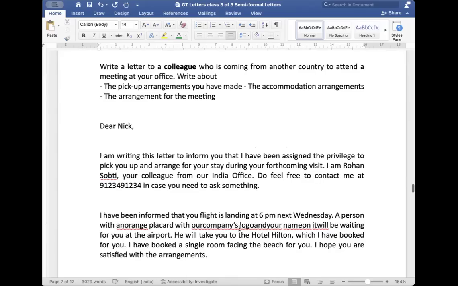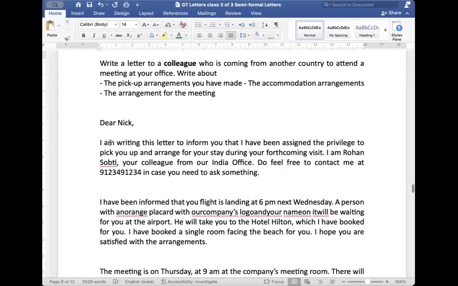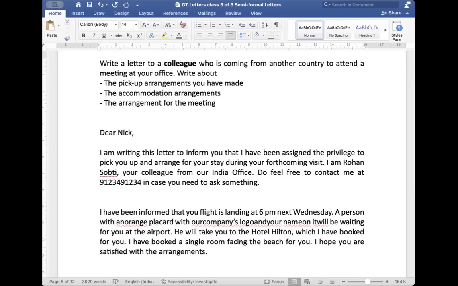Next letter is, write a letter to a colleague who is coming from another country to attend a meeting at your office. Write about the pickup arrangements you have made, the accommodation arrangements, the arrangements for the meeting.